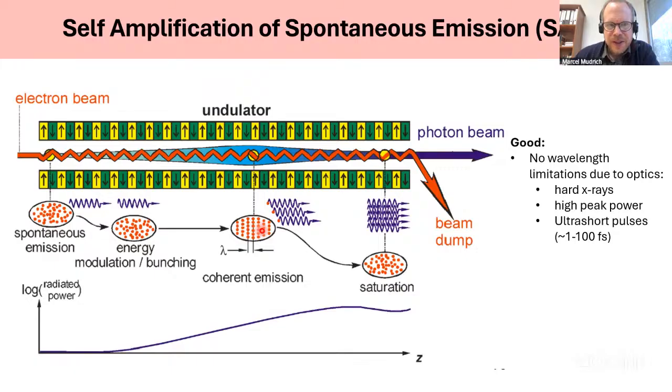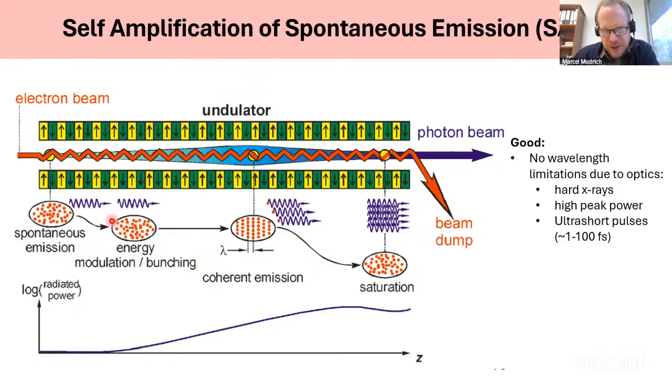And exactly this self-bunching process is the core of SASE operation to generate free electron laser light. And exactly this we will study in a simulation in a few moments.